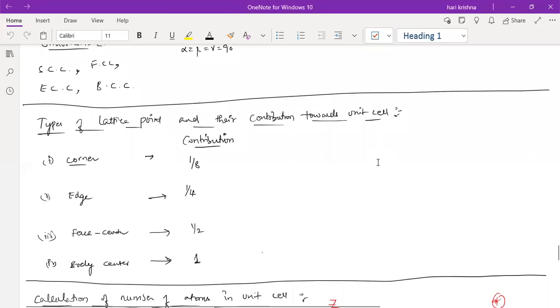So first we'll discuss the solid state topic. In the solid state, first we have the properties of the solids, right? So what are the properties of the solids? Any one of you going to tell me? What are the properties of solids? Fixed shape and definite volume.